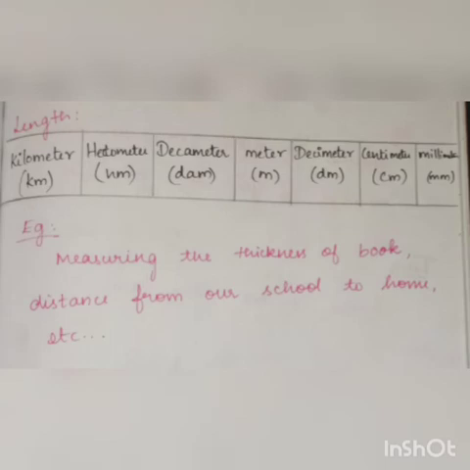Next comes length. What is our base unit? Meter. Okay, so everything will be in terms of meter here. There we just wrote kilo alone. Here we will write kilometer, km. Then there we'll write hecto. Here we'll write hectometer, hm. Next, decameter, meter, decimeter, centimeter, millimeter.